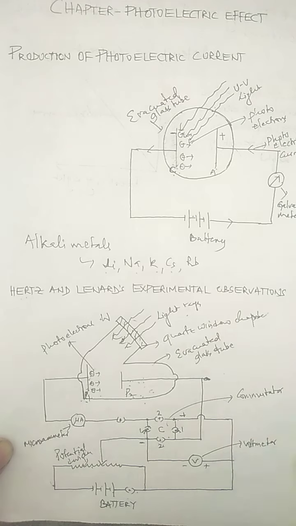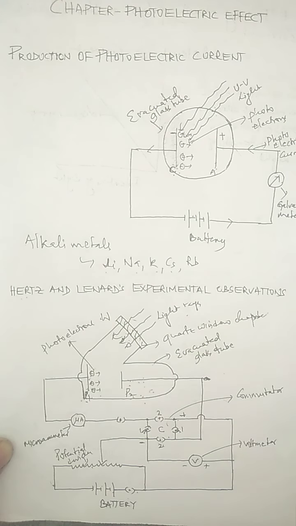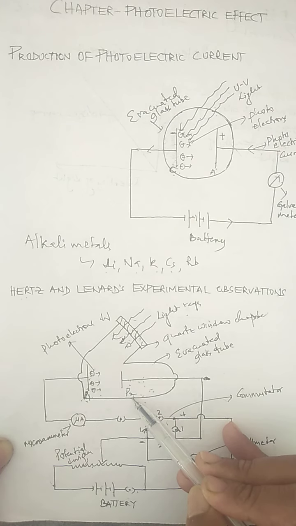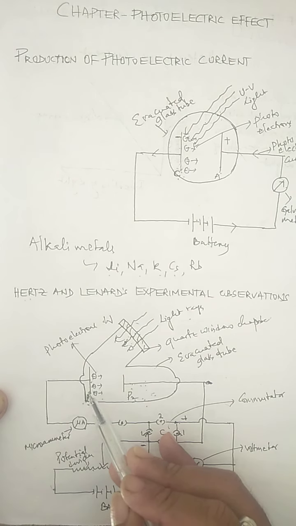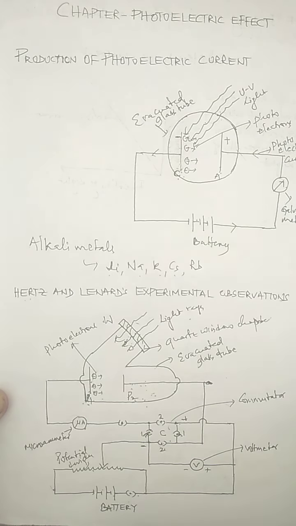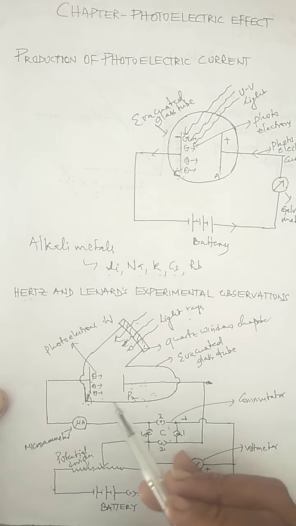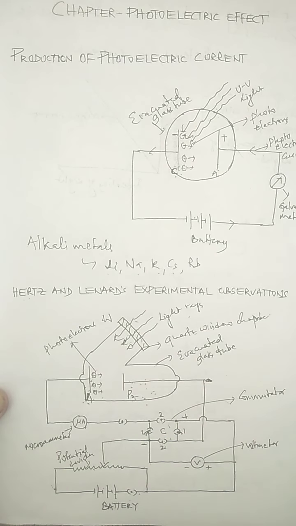Zero. So at this stage, even if you increase the intensity of light incident on the plate P1, which is the positive plate with respect to P2, the negative plate, the photoelectric current was not obtained. That means the photoelectric current will not be obtained when P1 becomes the positive plate and P2 the negative plate. This shows that P1 emits what? Electrons of different energies.